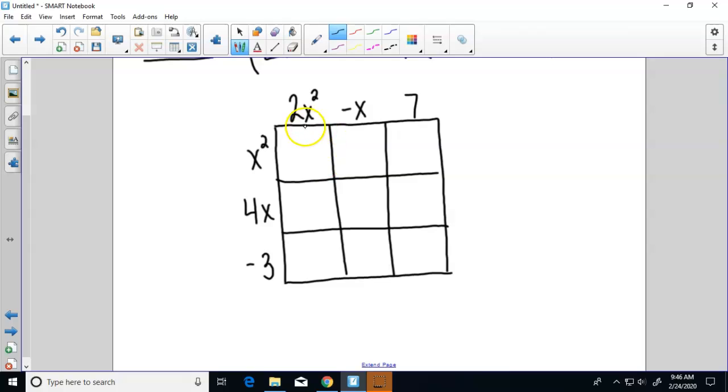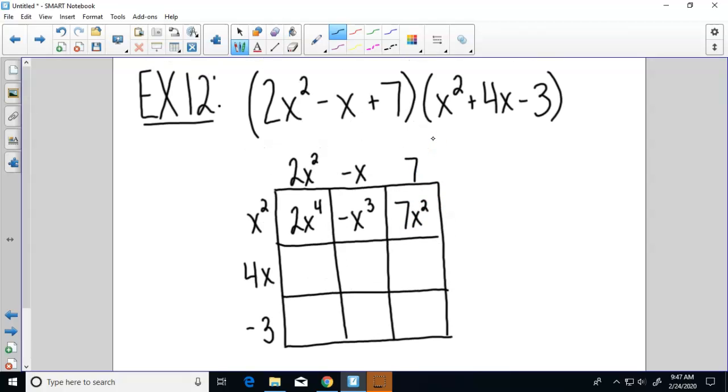So the answer that goes here is going to be 2x squared times x squared, which is 2x to the 4th power. Now essentially, you're just distributing whenever you do this. Then you would do x squared times negative x, which would give you negative x to the 3rd. That would go in this box right here. And then x squared times 7, which is 7x squared. So what we just did there is take that x squared and distribute it to all 3 of those. So the box just distributes for you.